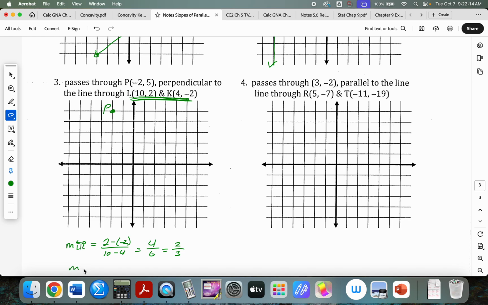So what's the slope perpendicular to LK going to be? Yeah, -3 over 2. So we'll move from P down 3 and to the right 2. And then especially since I'm not using a ruler here, I want to put plenty of points so that I can try and hit them all.